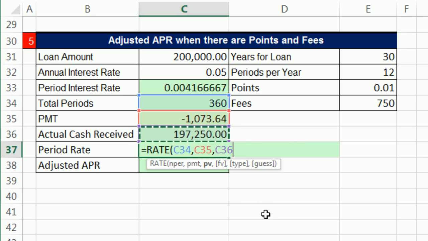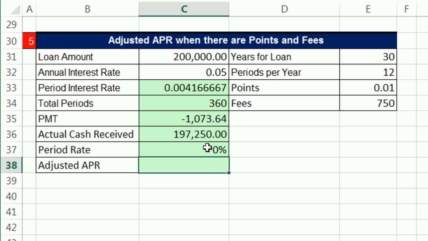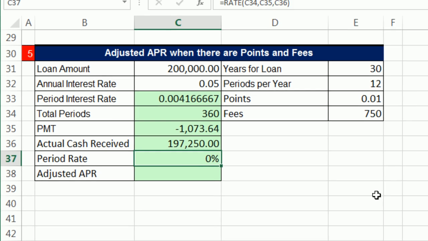We do not have any future value, balloon payment at the end. This is a consumer loan. And we don't need to put a guess in here. So we're simply going to close this off. And it's 0. I love that. We're dancing. No, that's number formatting. Don't get tricked by number formatting.